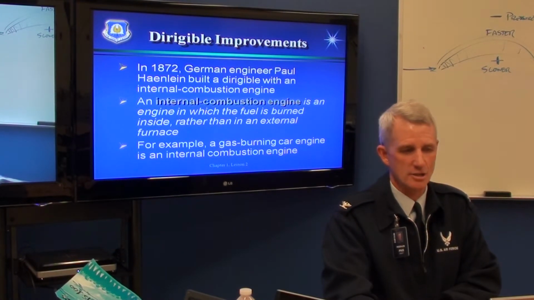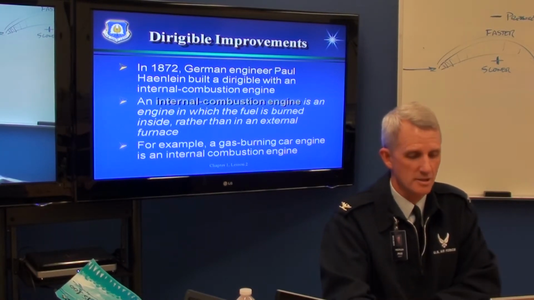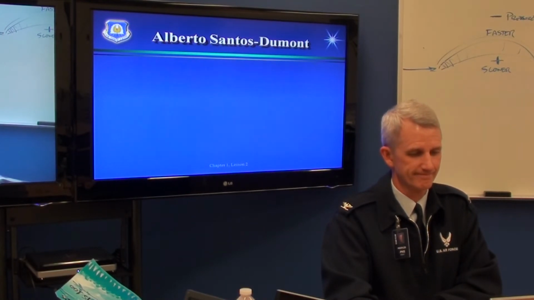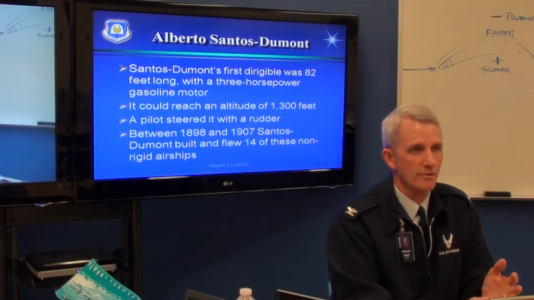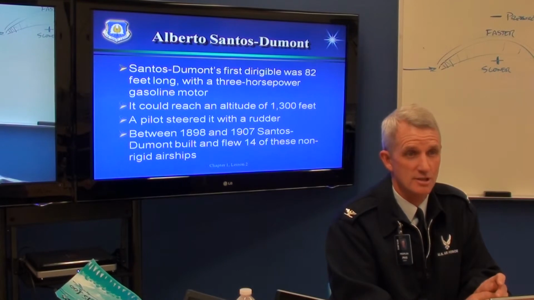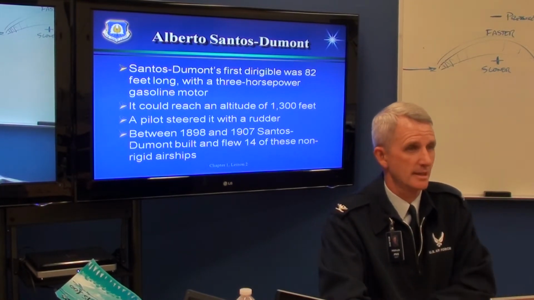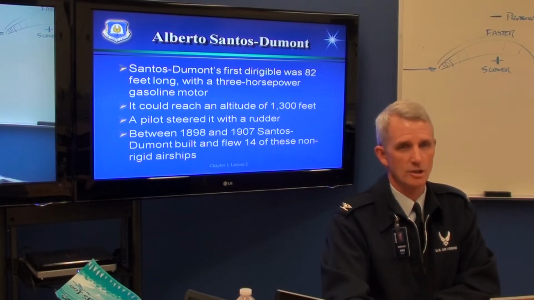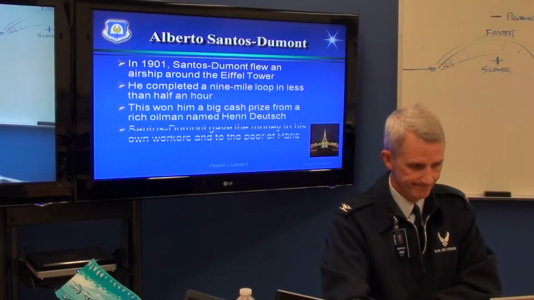Internal combustion engine. They actually took an engine off of a car or a machine and stuck it up in the air so that it actually worked. First dirigible, 82 feet long, 1,300 feet. Can you imagine how crazy it was to fly up there and actually see the earth for the first time? It's just like jumping in the water, like I said, and actually seeing the fish for the first time. Pilot steered it with a rudder. Push left, push right, go right.